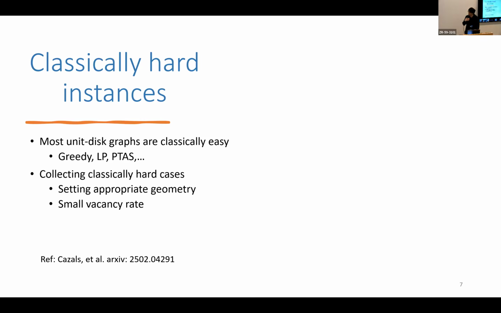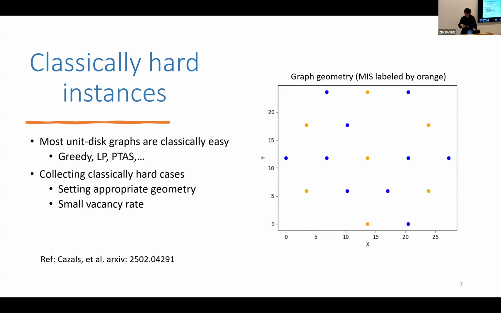And luckily, we have some recent work, not by us, but by a group of people. They find that if they tune the geometry to be some specific lattice structure and tune the vacancy rate, which is randomly dropping some sites from a fixed lattice structure, then within some parameter region, the samples from that region are classically hard with high probability.